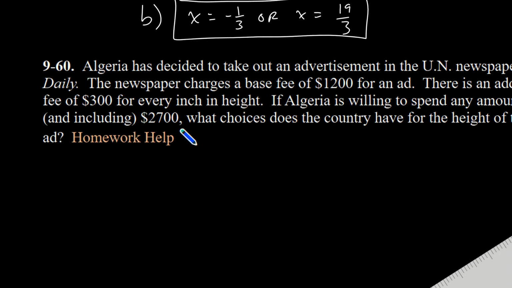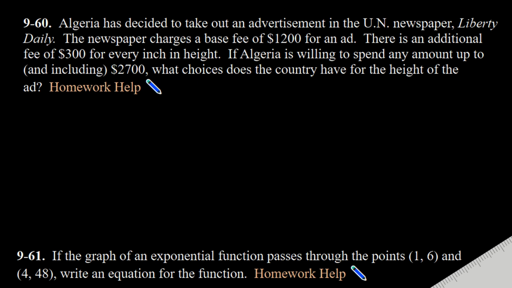All right, let's move on to question 60. Algeria has decided to take out an advertisement in the UN newspaper, Liberty Daily. The newspaper charges a basic fee of $1,200 for an ad. There is an additional fee of $300 for every inch in height. If Algeria is willing to spend any amount up to and including $2,700, what choice does the country have for the height of the ad? So it says there's an additional fee for every inch in height. So what constitutes the fee is you've got the $1,200, right?